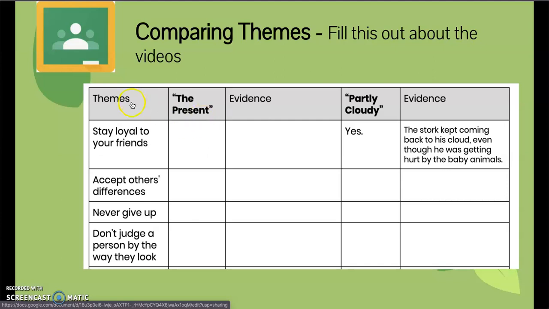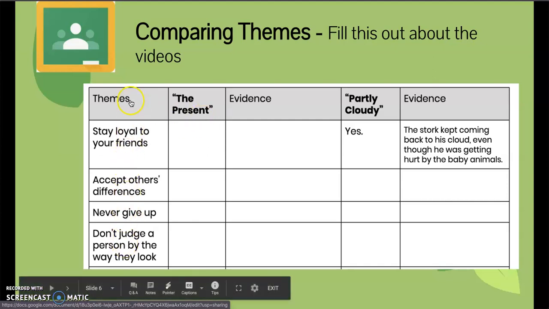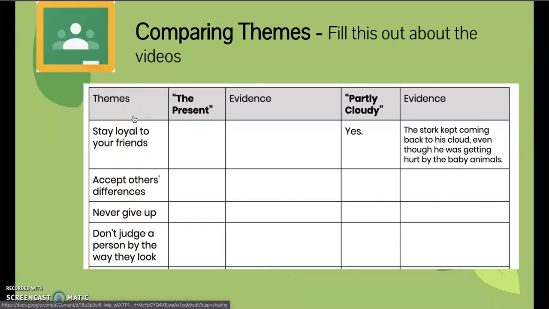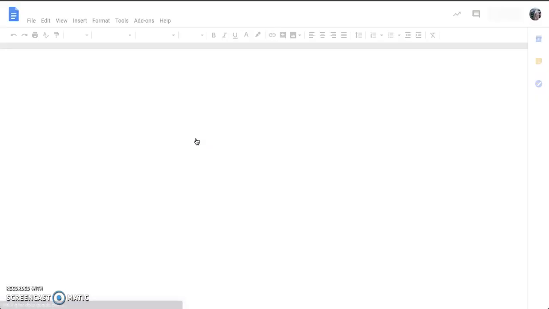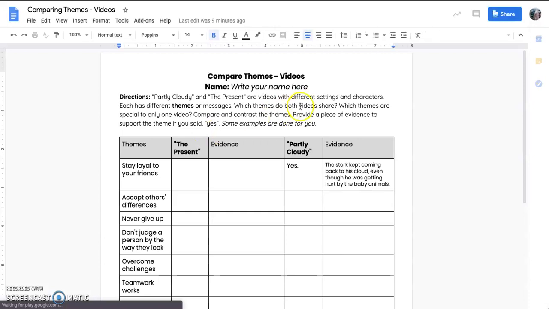And I've listed themes on this side. So these are actually themes that I got from some of you. Some of them are themes that I got from you with Partly Cloudy, and some are other themes that I've put in myself. So you have to fill this out and decide what themes are the same in both, or maybe this theme isn't seen in The Present, so you put no here. Okay, so let's go ahead and take a look at how to fill this out.